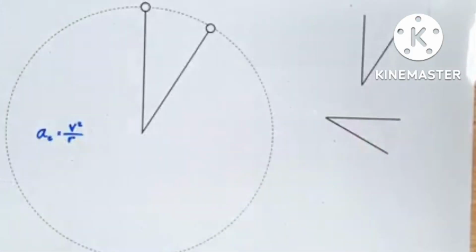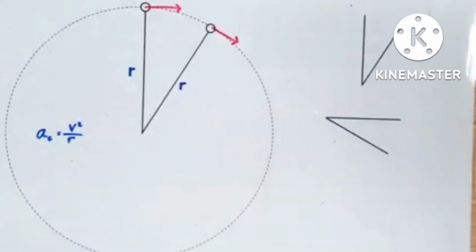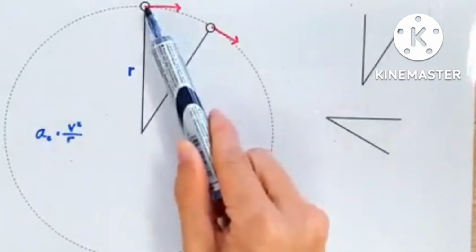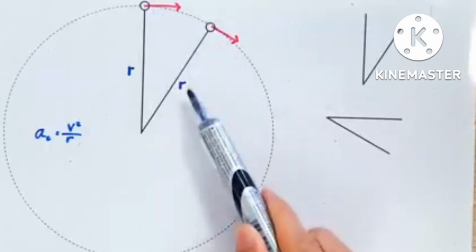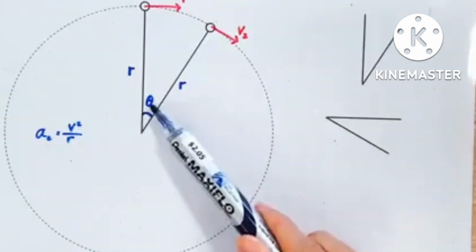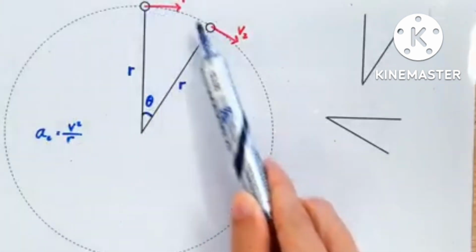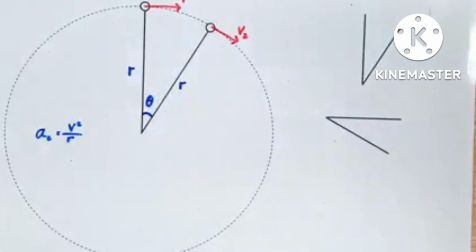Hello, in this video, I'm going to derive the formula for centripetal acceleration, v squared over r. Let's have an object moving along a circular arc of radius r. It underwent angular displacement of theta, and let's call the velocities at this and this position v1 and v2.